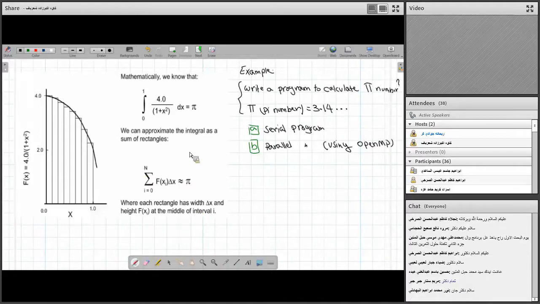خب چطور عدد پی رو میتونیم حساب کنیم؟ How can we calculate the pi number? روش‌های زیادی وجود داره که یکی از معروف‌ترین اونها محاسبه این انتگرال. There are several methods. One of the main methods is calculating this integral.